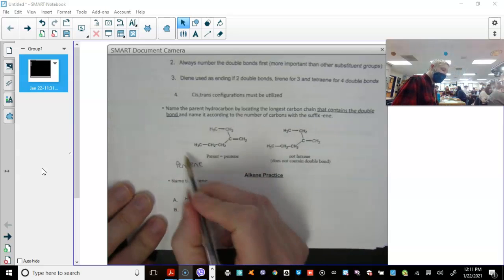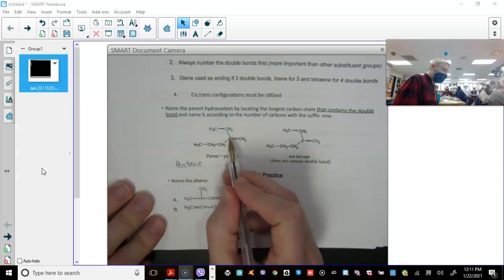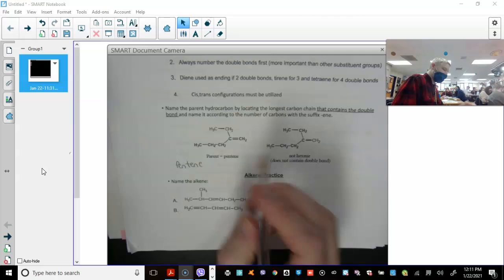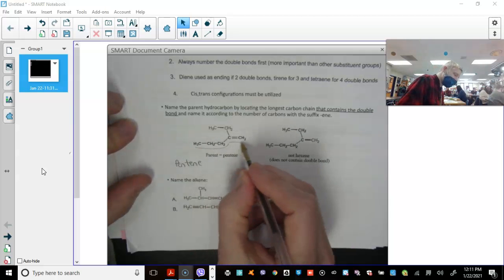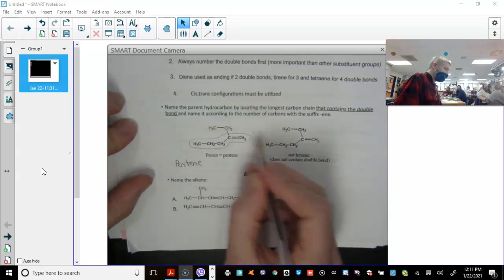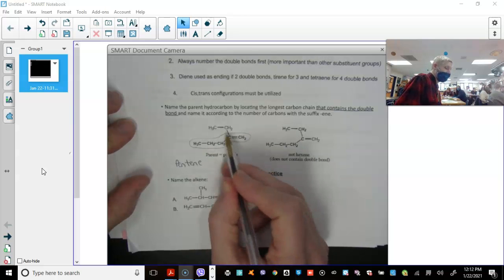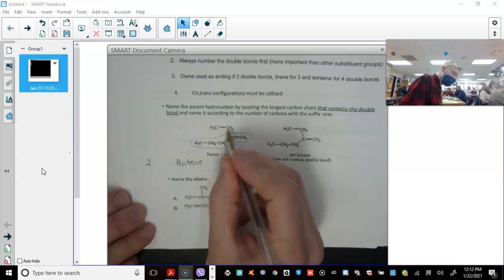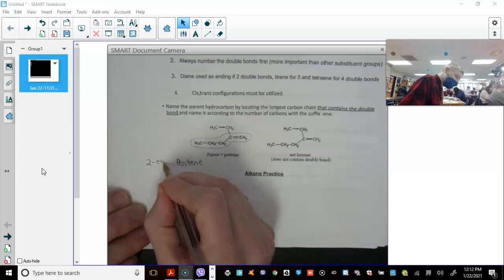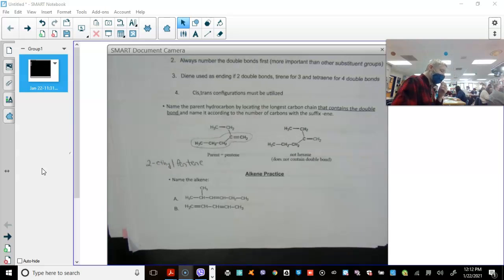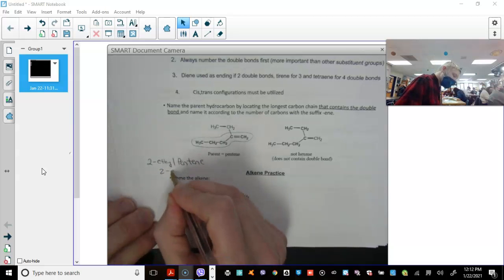Couple ways we can write it. It's either 1, 2, 3, 4 or 1, 2, 3. No, I'm reading this wrong. Let me circle this. That's the main chain. All right. So it's either 1, 2, 3, 4 or it's 1, 2. We're going to go with 2. And that's an ethyl group. 2-ethyl pentene. Could you name it this way as well?